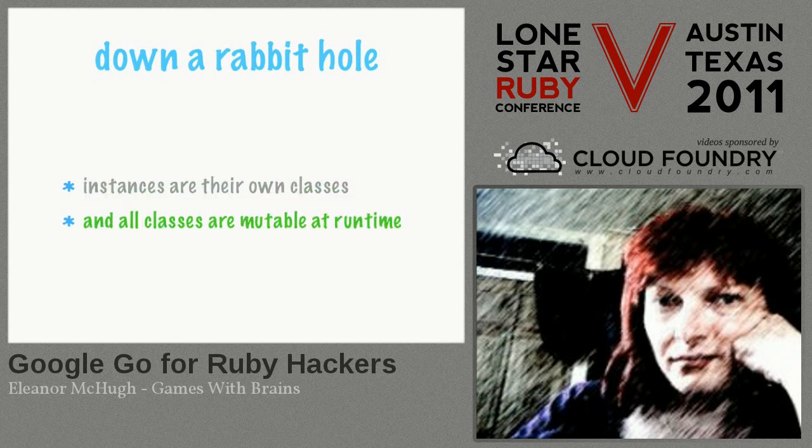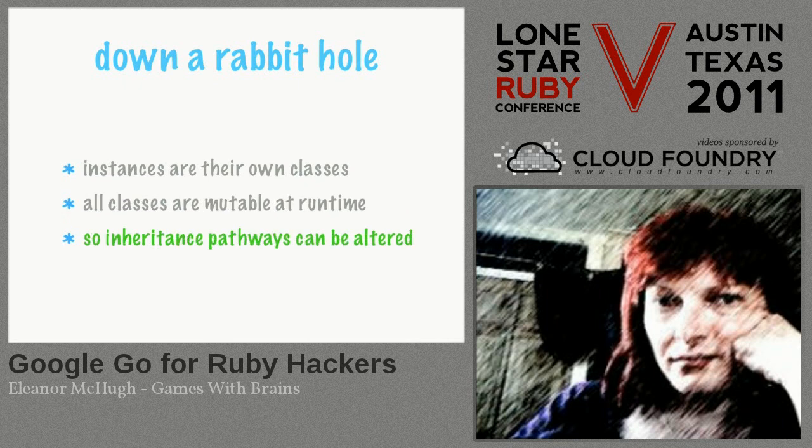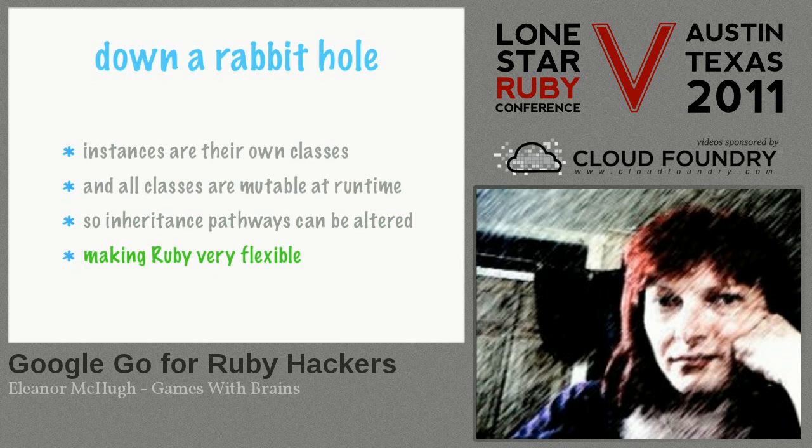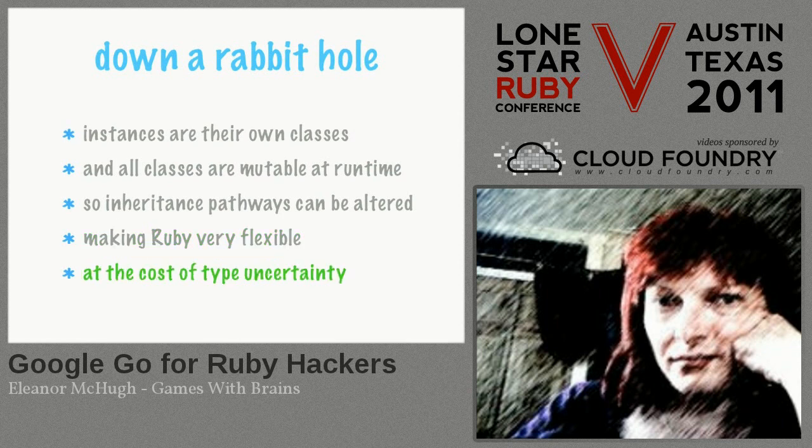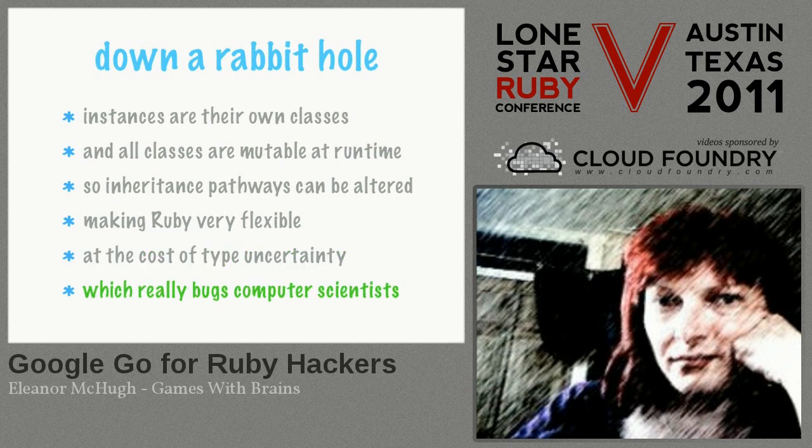So we've got instances of their own classes, and all classes are mutable at runtime. So every inheritance pathway in the language can be tampered with, which makes Ruby incredibly flexible. That's where we get our DSLs from. That's where we get all of our nice higher level metaprogramming from. But it results in type uncertainty, and that really bugs computer scientists.